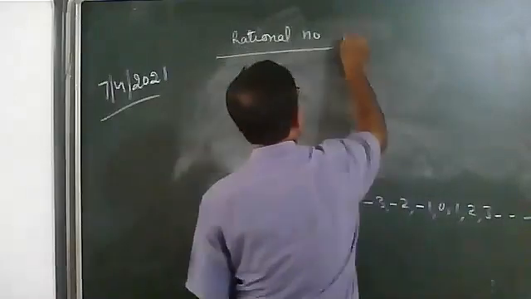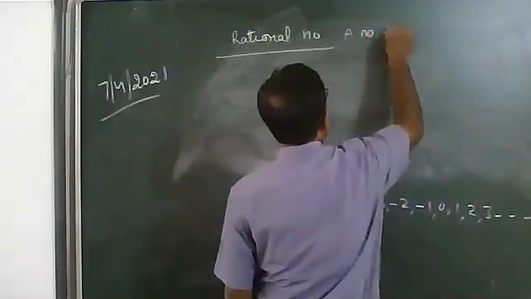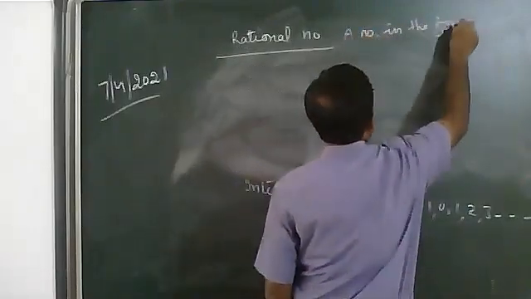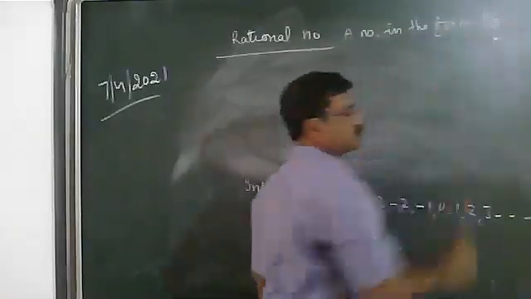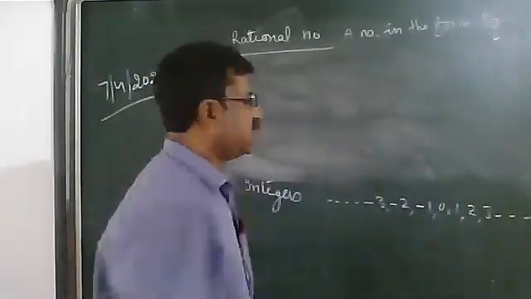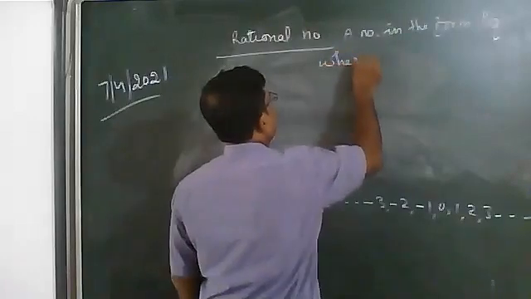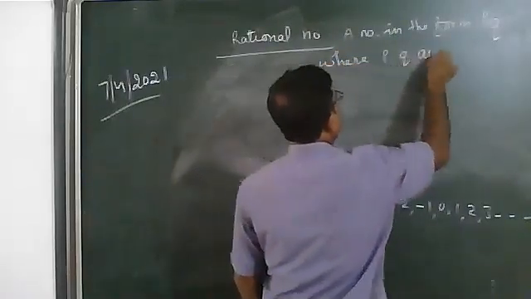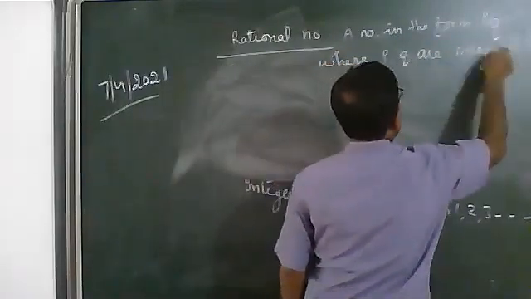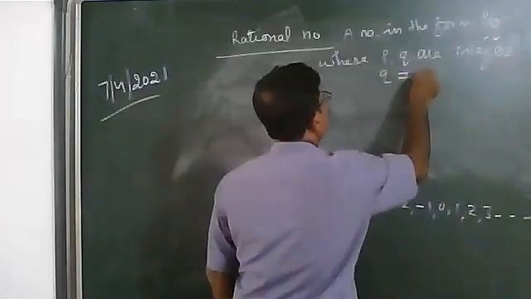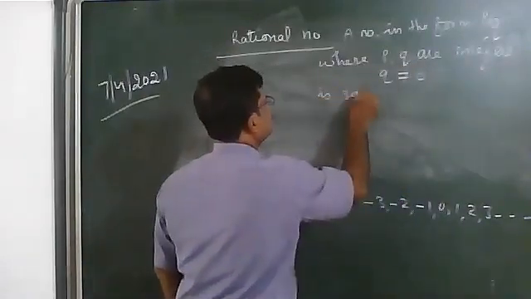A number in the form p upon q, where p, q are integers, q is not equal to 0.